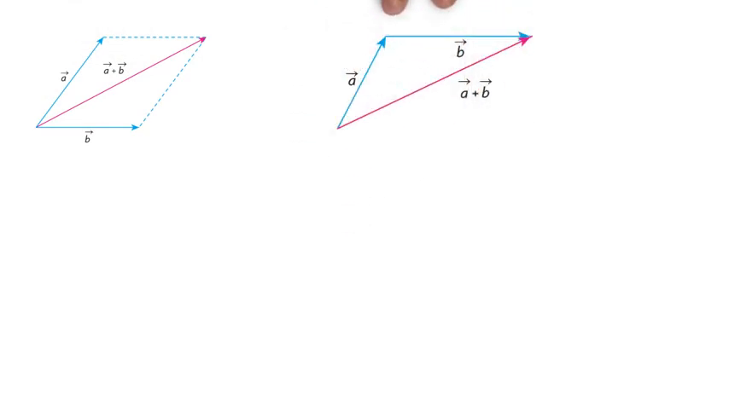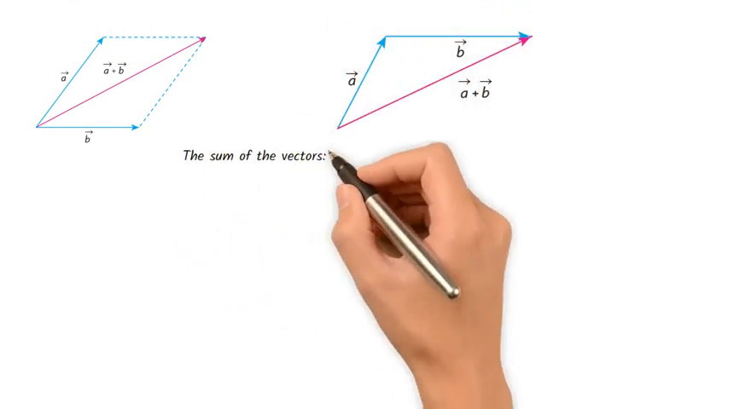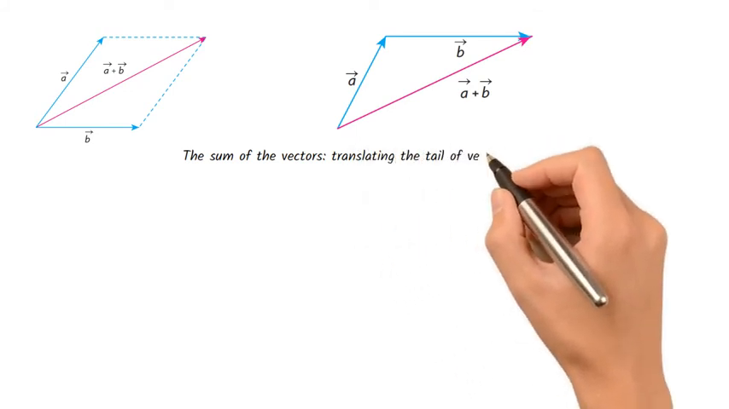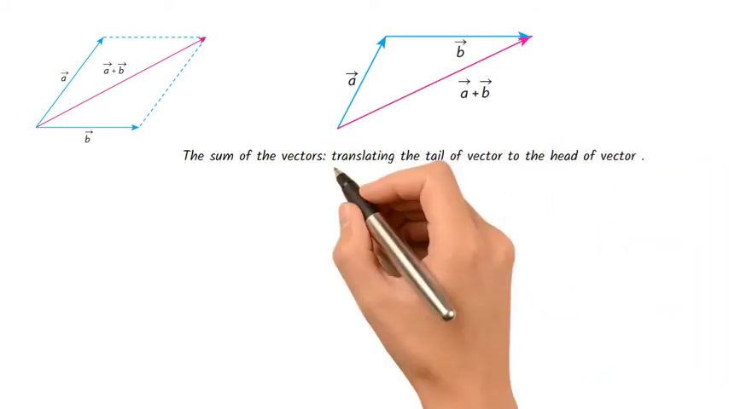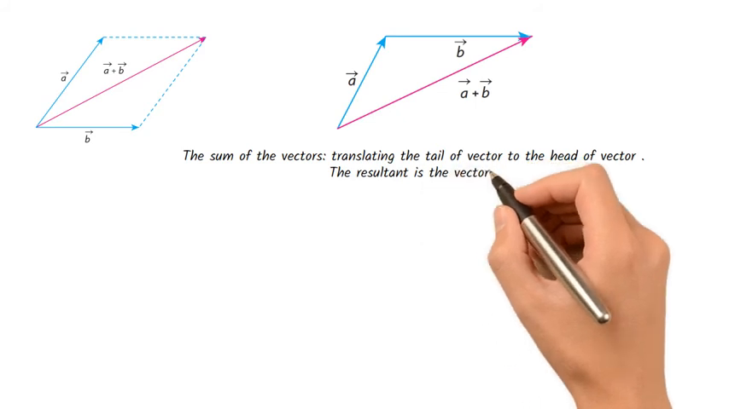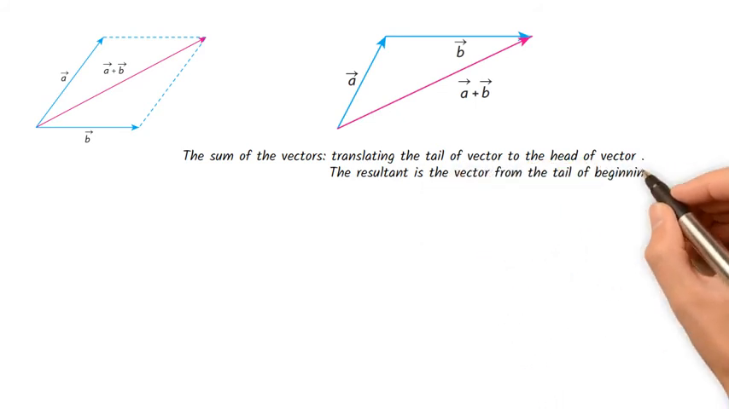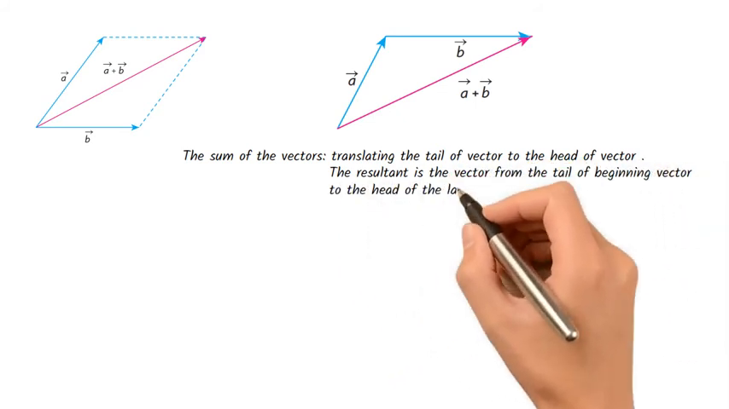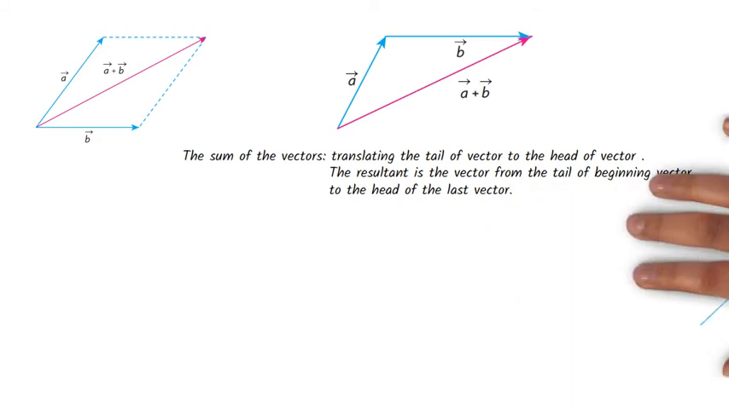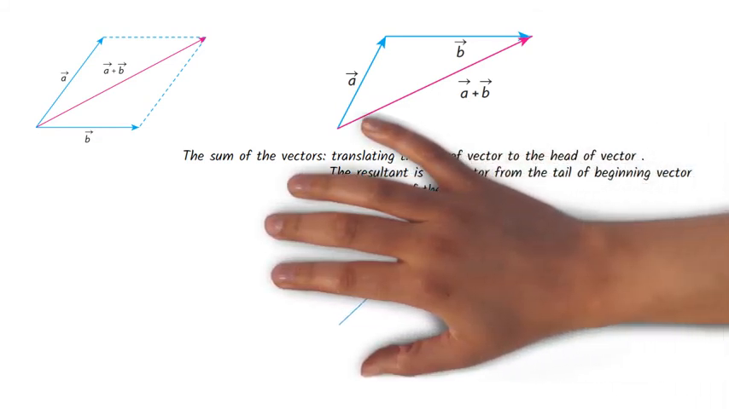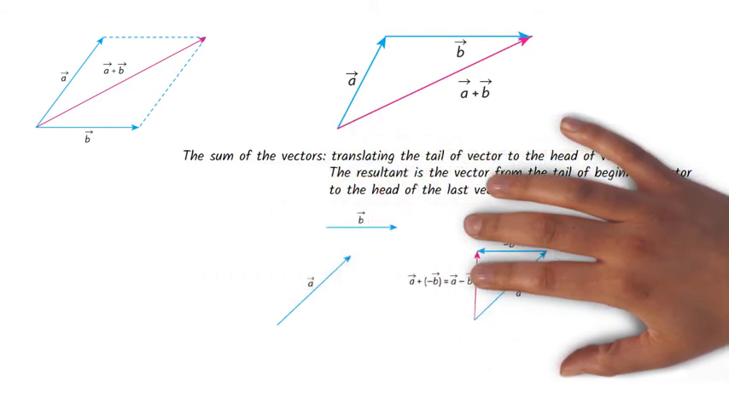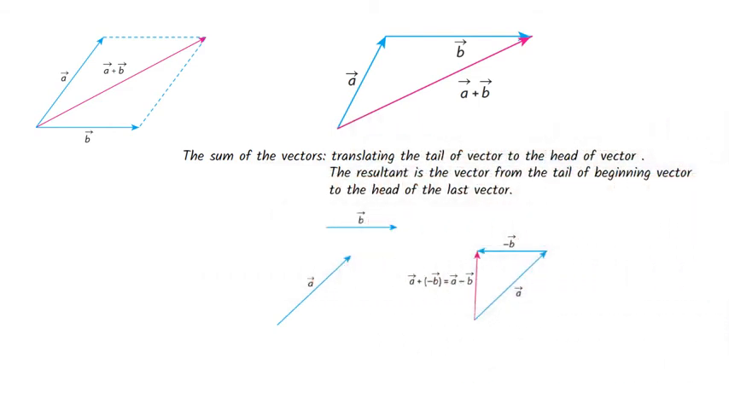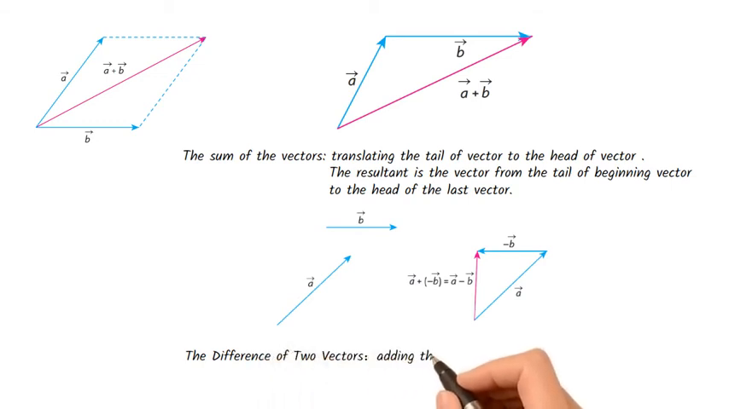We've learned that we can use the parallelogram law to do the vector addition. Actually, we can translate the tail of a vector to the head of the other vector. Then the resultant is the vector from the tail of the beginning vector to the head of the last vector. Another mathematical operation of vectors is subtraction. To calculate the difference of two vectors, we can add the opposite vector by using the triangle law of addition.